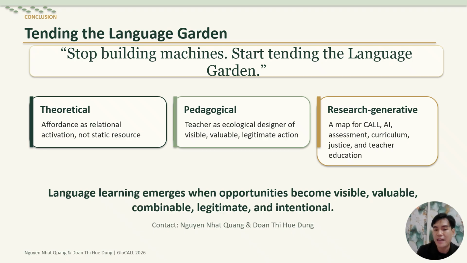This is the role of our framework, the five-dimensional affordance framework, which helps us understand how opportunities become actions. Theoretically, it defines affordance as relational activation. Pedagogically, it reconceptualizes teachers as ecological designers. Research-wise, it offers a map for CALL, AI, assessment, curriculum, justice, autonomy, and teacher education.